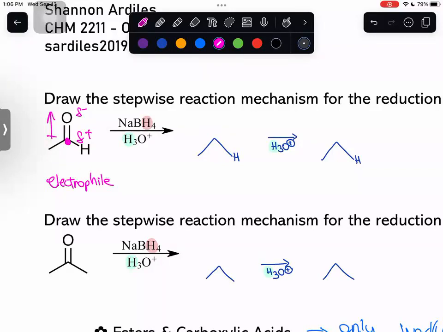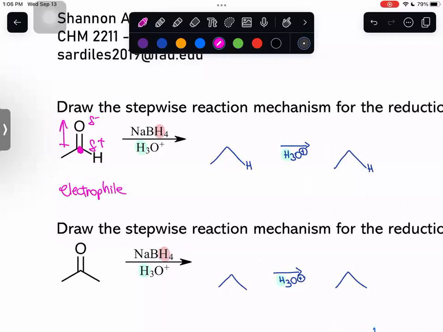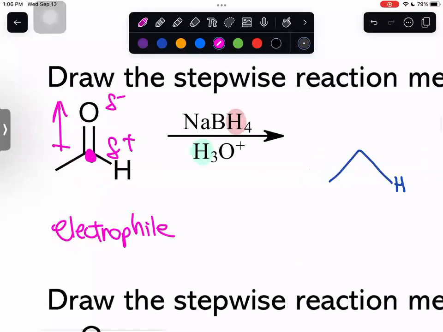Okay, now, next part is going to be the hydrogen from the reducing species that you have. In this case, it's highlighted in red. That's going to be the important part. Again, this should be the nucleophile specifically.